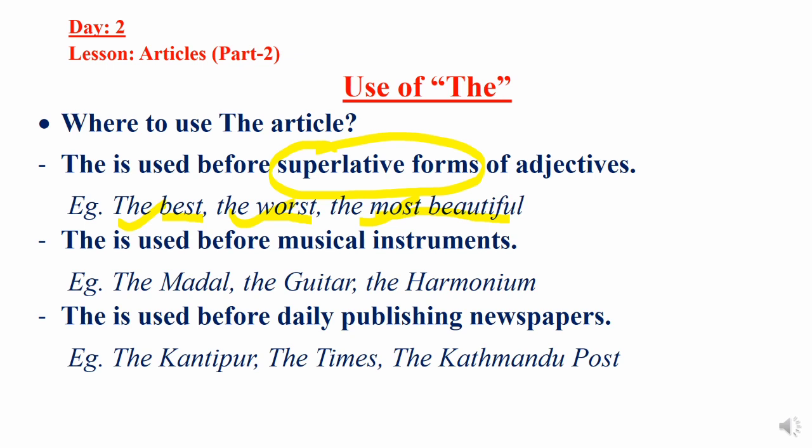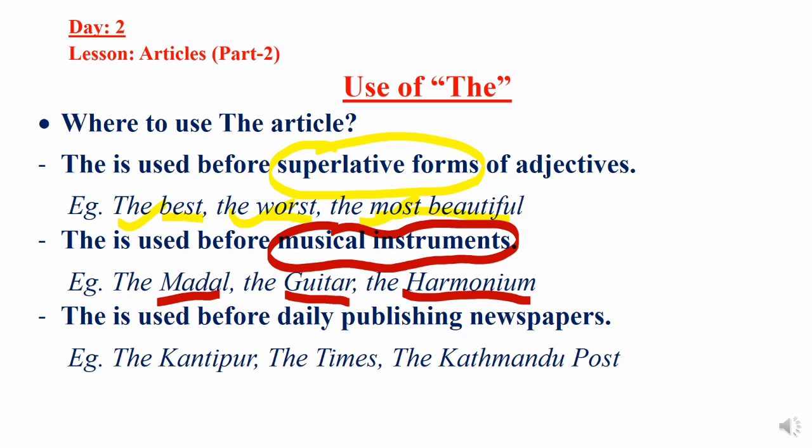Okay, the next rule is the is used before musical instruments. Before musical instruments also we use the article. Madal is a musical instrument, guitar, harmonium. These are the musical instruments. You can add more also: tabla, keyboard. You can add more and more. Before all the musical instruments we have to use the article.